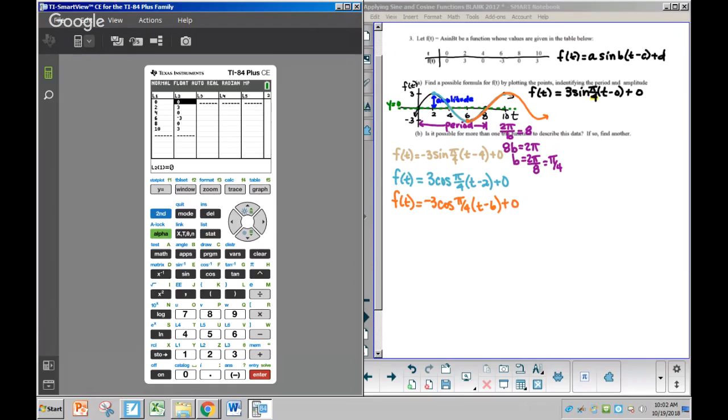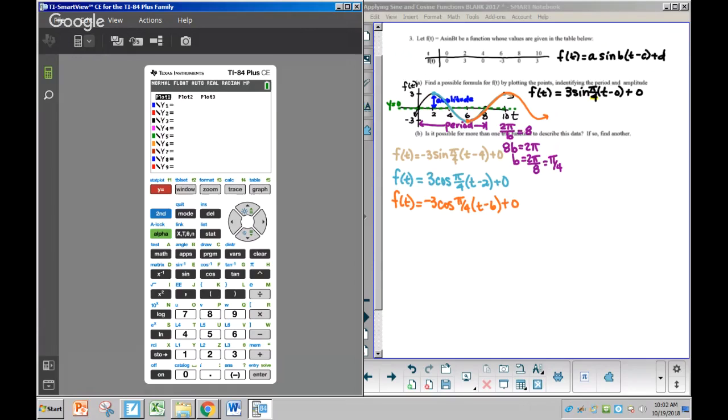Now, if your stat plots are on, how do I look at this data? We can zoom in on our statistics by hitting zoom, number 9. If you have the 84 and you don't see it, you just have to scroll down to zoom stat, okay? There it is. There's our data in graphic form. And now we're going to see if our model that we came up with matches our data. And we all know it does, right?